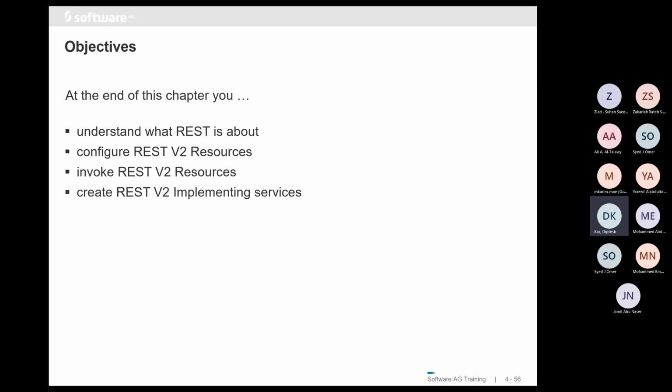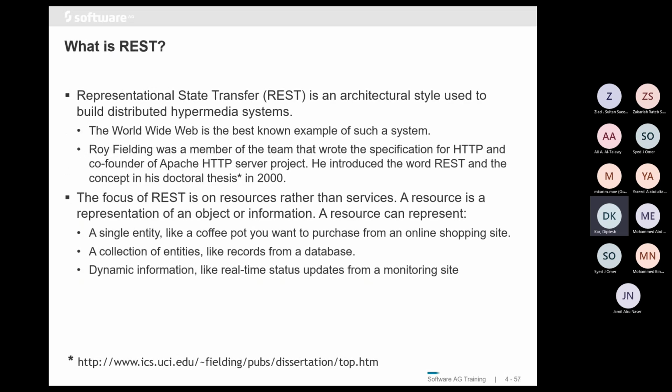So here we will understand what REST is all about, how to configure our REST resources, and how we implement these services. There will be two ways which we will look into: service first approach and contract first, meaning where the Swagger file is already available. How to implement in those two formats. So I hope everyone is aware of what REST is all about.